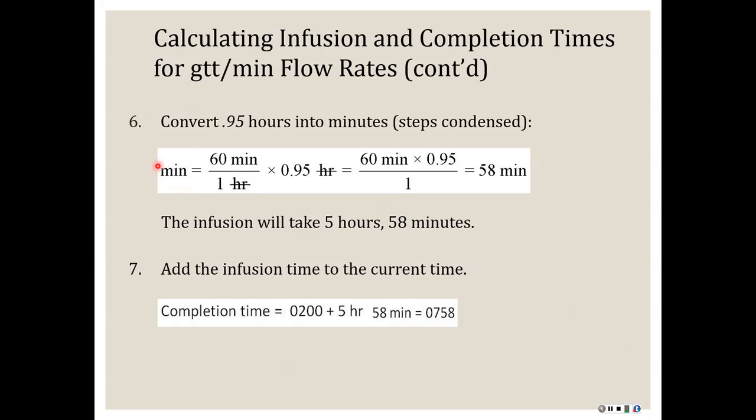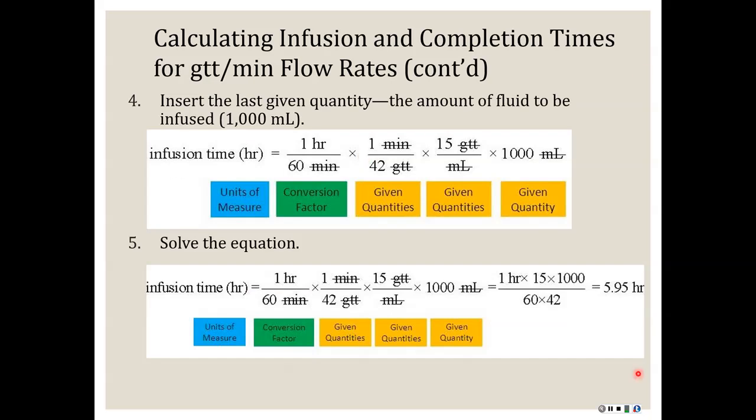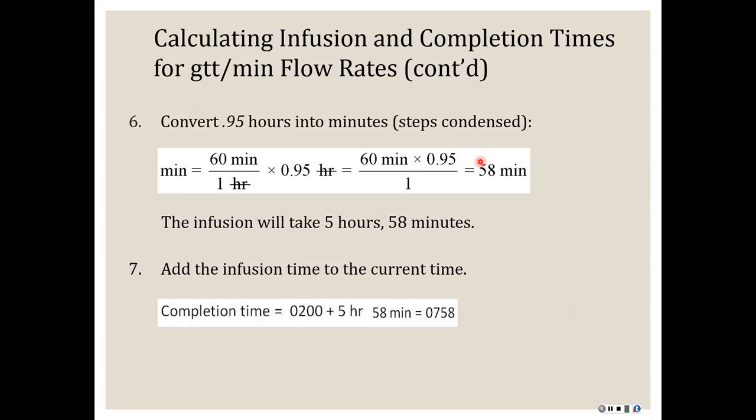We're solving for minutes at this point. You would take 60 minutes over 1 hour, and then you need to enter your 0.95 hours. You would take 60 times 0.95 and you receive an answer of 58. So you had the 5 hours from this step, so you would keep this 5 hours here, and then you're going to enter your minutes. So we have 5 hours and 58 minutes.